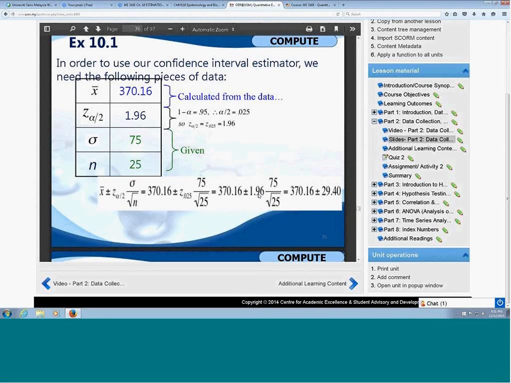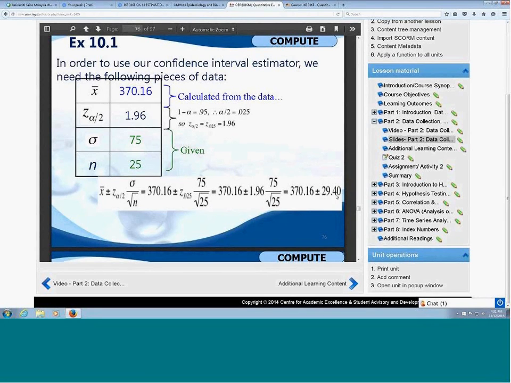If you calculate wrongly, you will not get this 29.4. You might get some other figure. So the rule of mathematics: multiplication and division must be done first, what is in the brackets must be done first, then only addition and subtraction. Don't do 370.16 plus 1.96 and then multiply. You won't get this answer.